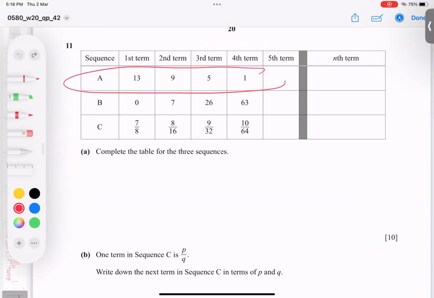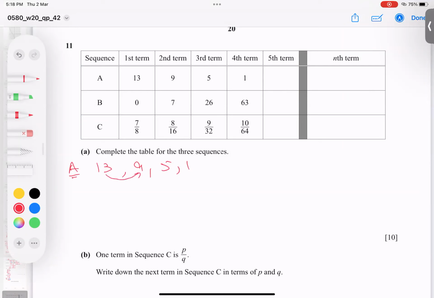Like for example, sequence A. Best idea, write sequence A: 13, 9, 5, 1. You see that it's -4. Then check -4. Then check -4. It means that this is an AP formula, I'm not doing it. Hint. Okay, 0726, this one. So I think this is sequence B.